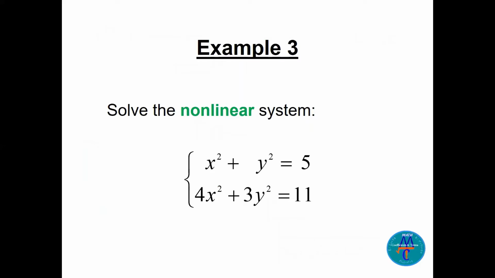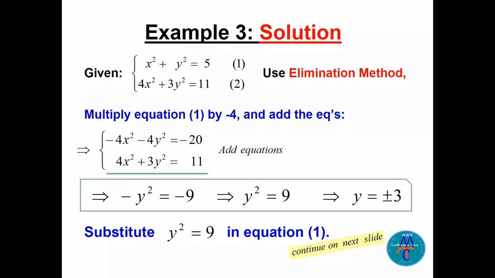Another nice question here. Let's solve the nonlinear system. X squared plus y squared is equal to 5. 4x squared plus 3y squared is equal to 11. Now, if you look at the solution of example 3, we can see that we can use elimination method here to cancel either x squared or y squared. Sometimes we can use substitution method as we did before, or in some other examples, we can use both methods at the same time.